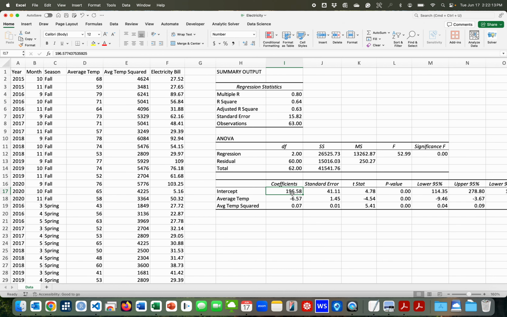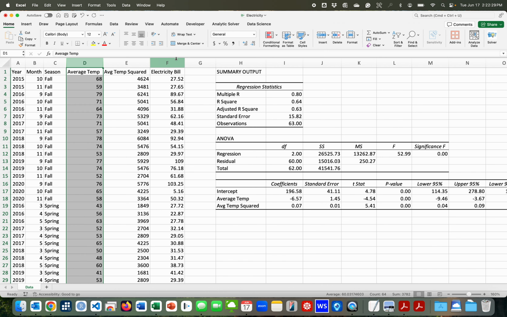So notice we get an intercept and then we get two coefficients on temperature. And remember that we don't have a single slope term anymore. So the slope, or the effect of temperature on the electricity bill, now depends on the temperature.